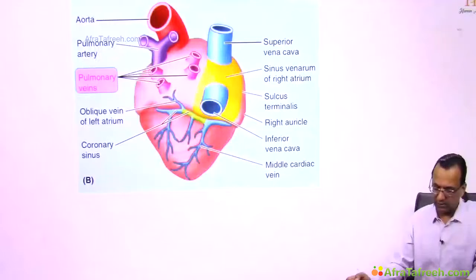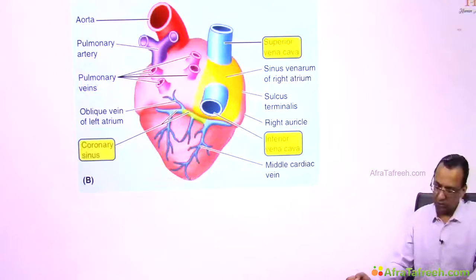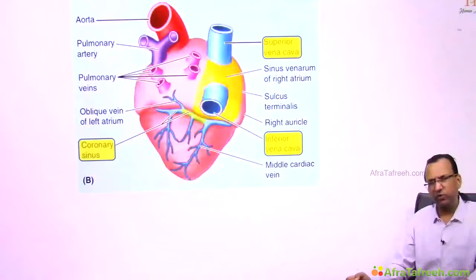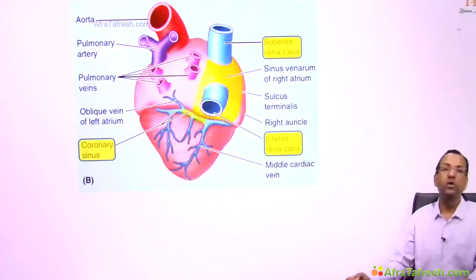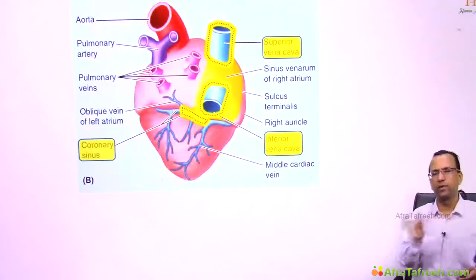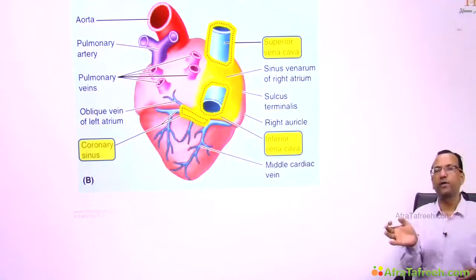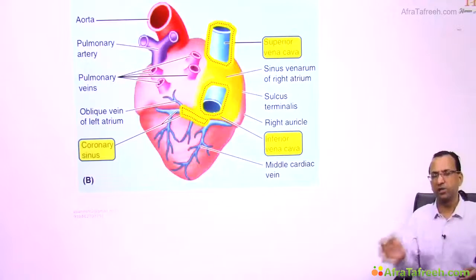If four pulmonary veins open into the left atrium, how many veins open into the right atrium? Three. Can we see these three veins opening into the right atrium from the front view? Because this is the posterior view. If you want to see them opening from the front view, then you have to open the right atrium and look inside it. Anterior view of the heart.